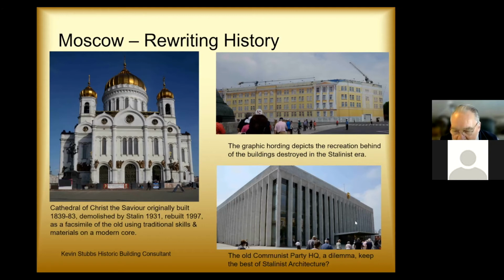And the big discussion now is what to do with the old Communist Party HQ, which is a rather fine piece of post-war architecture. And, you know, the dilemma is, do you keep the best of the Stalinist architecture, or do you do like Stalin and wipe out the past? So, you know, that's still an open question.